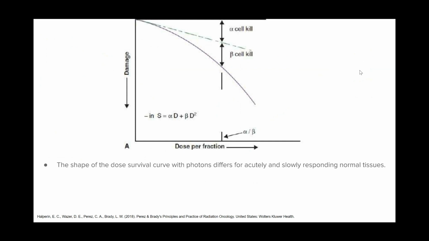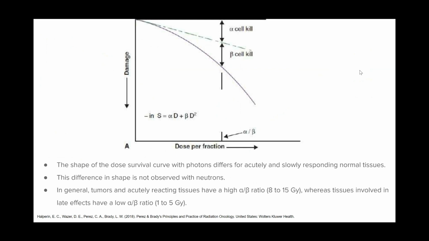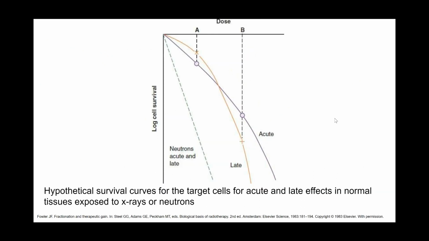So the shape of the overall survival curve with photons differs from acutely to slowly responding normal tissues. With neutrons, this is not the shape. This is for photons, as we can see here. For neutrons, there is no difference. Acute reacting, late reacting, they all will act the same. While for photons, late reacting tissues have a survival curve such as the yellow curve, while the purple is for acutely reacting tissues or even tumors.